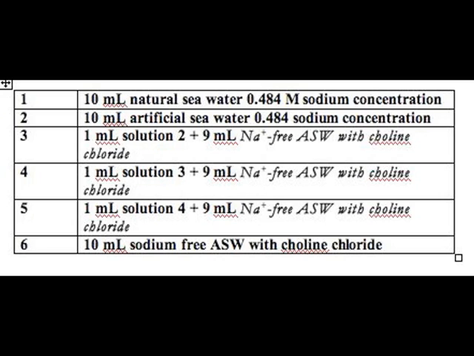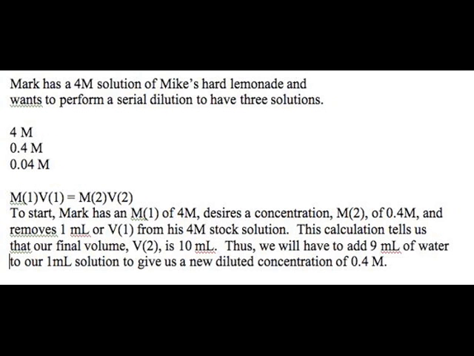Let's go ahead and take a look at an example of a serial dilution. Mark has a 4 molar solution of Mike's Hard Lemonade and wants to perform a serial dilution to have 3 solutions which have a diluted alcohol concentration. The first solution is 4, the second is 0.4, and the third is 0.04.